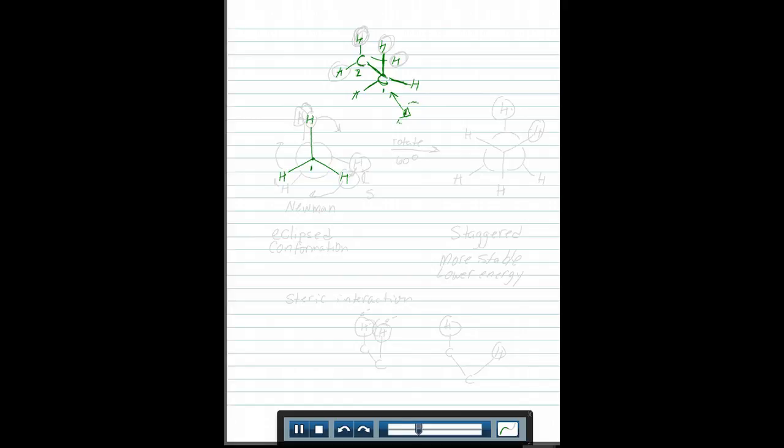Okay, so imagine I'm looking at it directly, so this carbon and this carbon are right behind each other. See if you can orient your molecule so that your top carbon is basically right in front of your carbon 2. Okay, that is what the Newman projection is going to look like.